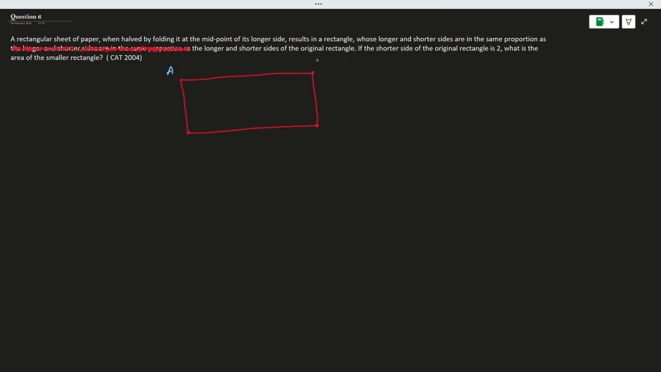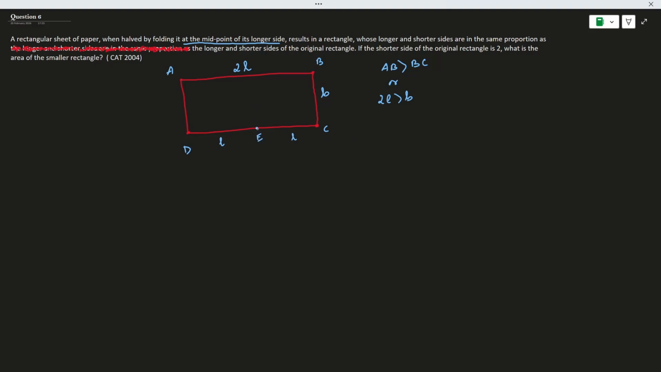Suppose this is the original rectangle ABCD, and this is the length, this is the breadth. The longer side is AB, AB greater than BC, or you can say length is greater than breadth. We are folding the rectangle at the midpoint of its longer side. So this is the longer side, this is the midpoint. Let me say that this is 2L, so this will become L, this will become L, and this is 2L, greater than B. Suppose this is E, the midpoint.